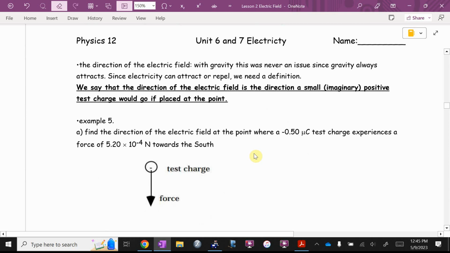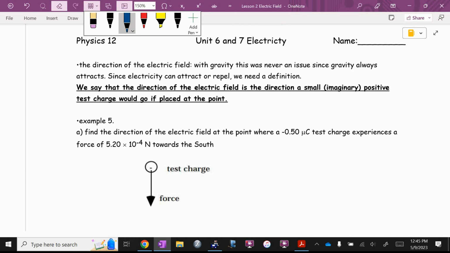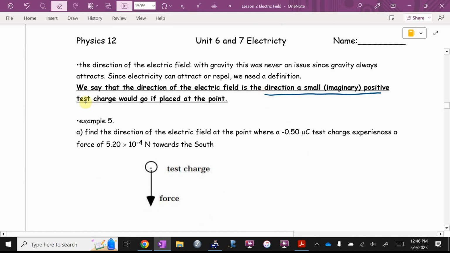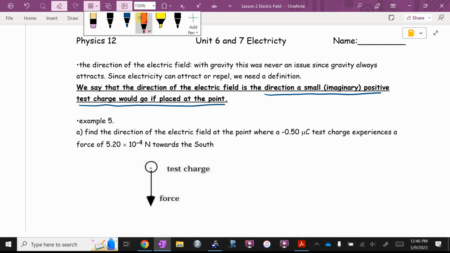The direction of electric field. With gravity, this was never an issue because stuff always fell towards each other. But with electric fields, with charges, like charges repel, so we have to define it. This part you'll need to memorize. You can add it to your blue sheet. You can't add it to your yellow sheet. The direction of the electric field, here's what we do. We say, where are we talking about? Right there? Okay. We imagine a tiny positive charge sitting at that location, and we ask, what direction would a positive sitting there want to move if it could? It's the direction a small imaginary positive test charge would go if placed at that location. Petra, there's a shorter version.